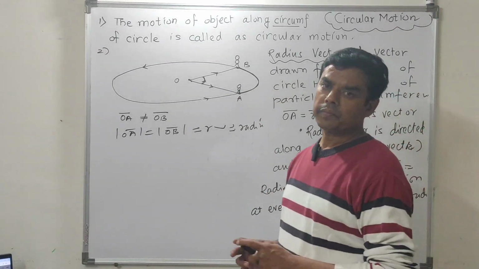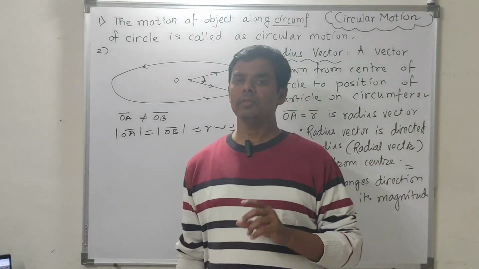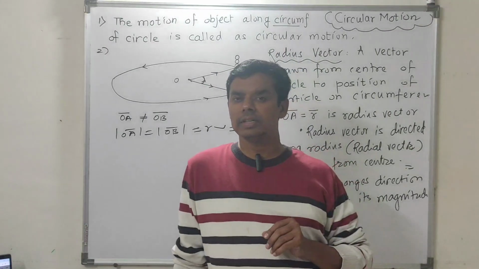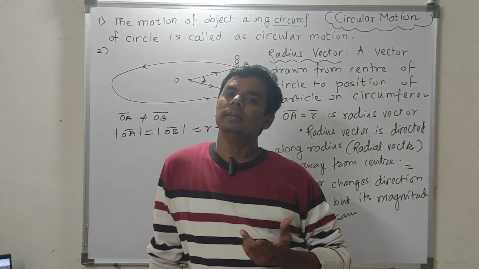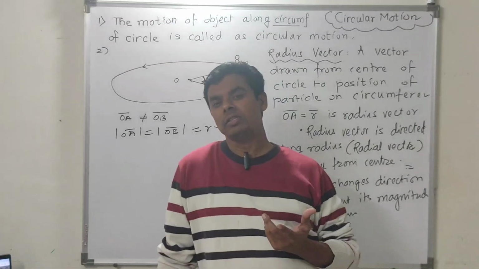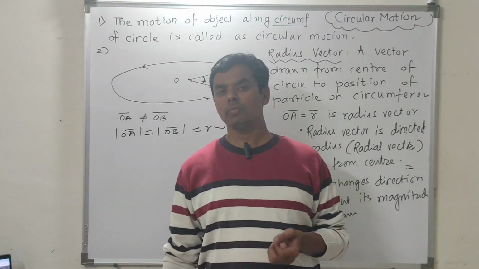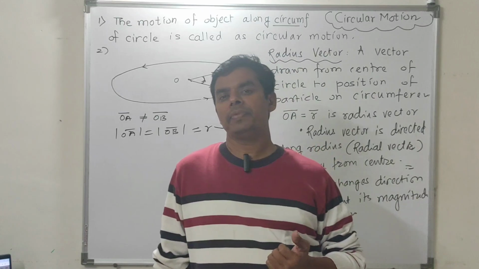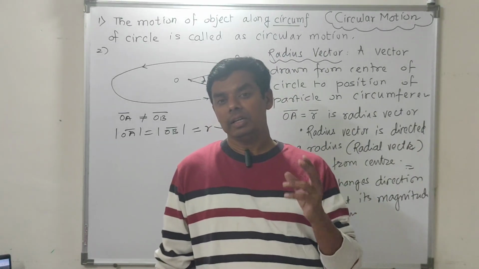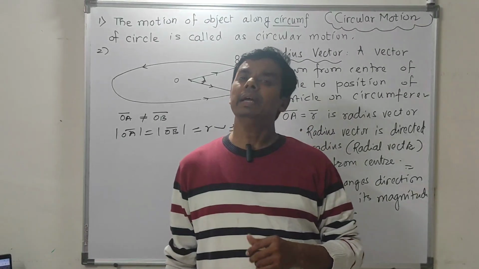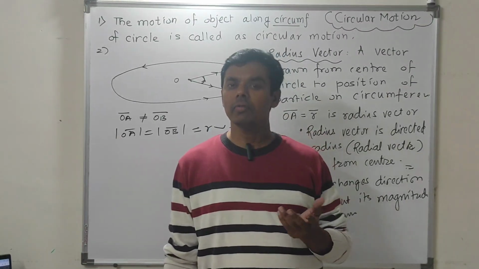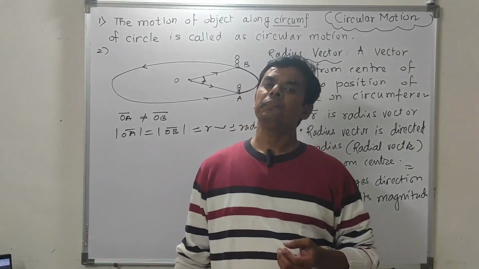So dear friends, this was the first discussion, in which we have learned, first of all, the definition of circular motion. What is circular motion? Whenever an object is moving along the circumference of a circle, the motion of the object is called circular motion. Radius vector: in board examination, there will be a 2 marks question, write a note on radius vector, and there may be some MCQ questions in any examination.